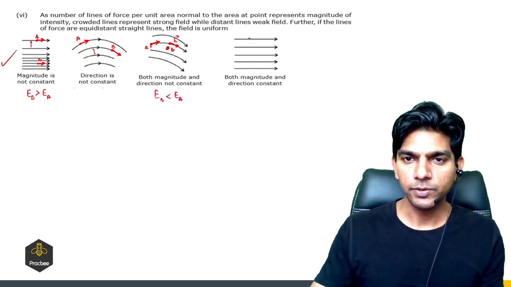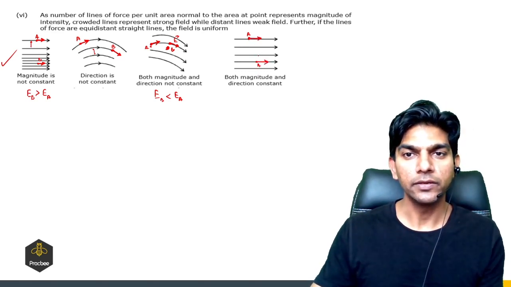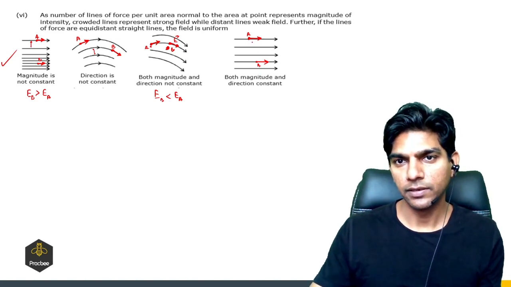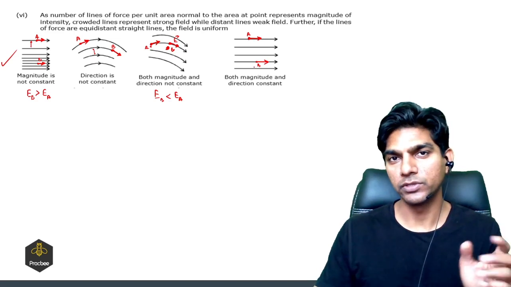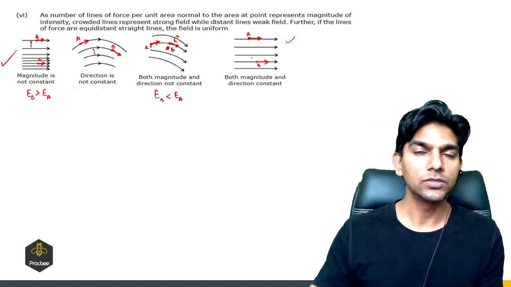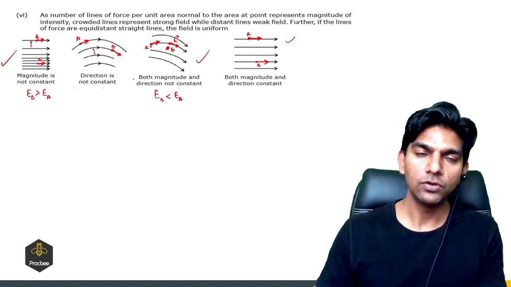If in this particular arrangement we consider point A and point B, at A, the electric field is in the right direction. At B, the electric field is in the right direction. And even the separation between the lines at A and B is same. So we can say magnitude as well as direction both are same. So this is a case of a uniform electric field, right? This is a case of non-uniform electric field.